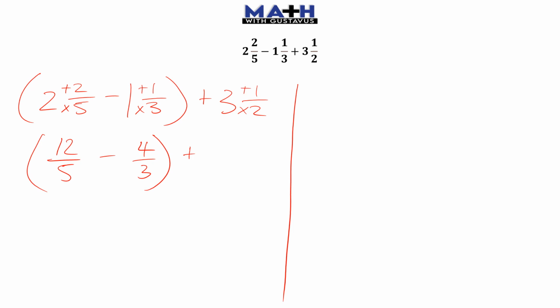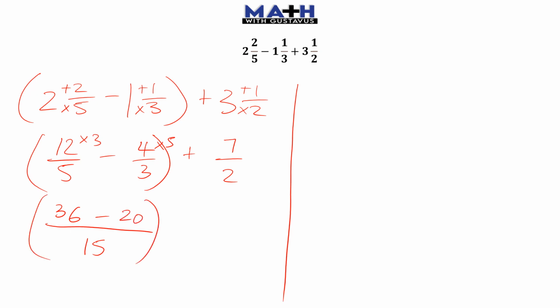That's 7 over 2. In the bracket, we have subtraction, which simply means that we need to find a common denominator. Now, the lowest common multiple of 5 and 3 is 15. After we found that, we're going to divide 5 into 15. That goes 3 times. So 12 times 3, that's 36. Now, 3 into 15, that goes 5 times. And 4 times 5, that's 20. Keep that in parentheses, then when we're through, we add that to 7 over 2.